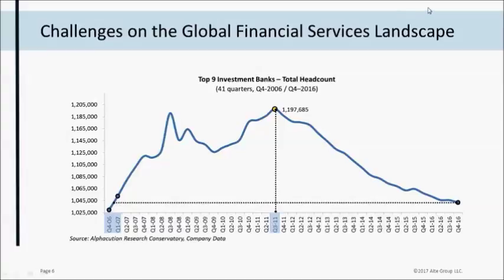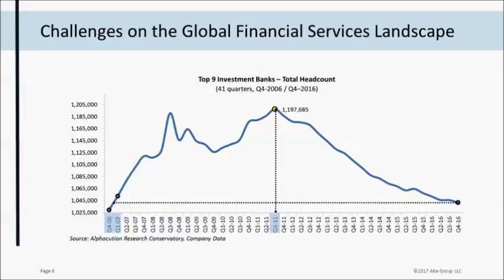I see that Paul has moved on to the first chart. Looking at this slide, we spent a lot of time, and when I say we, I mean mainly Paul, trying to figure out what the first chart should be that would literally punch the audience in the face in describing today's market reality. This is essentially what Paul came up with. The slide shows the change in total headcount of top 9 investment banks over a period of 41 quarters, starting at the end of 2006.